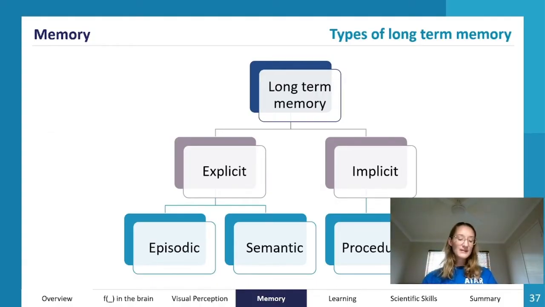So our explicit memory is memories of facts, names, images, and events. It can actually also be called declarative memories as well. The two terms can be used slightly interchangeably. So it's the conscious retrieval, memory and recall, recognition, and it's the responsibility of the hippocampus.